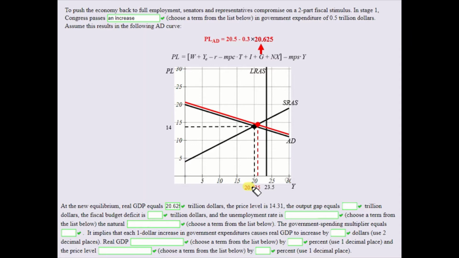So it's the difference in these two numbers right there. And that is, oh, sorry, the price level is 14.31. See there? I give that to you. All you've got to do is plug 20.625 into here, and you can get the price level 14.31. Let me show you in Desmos.